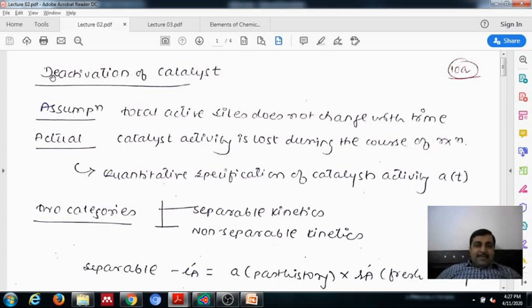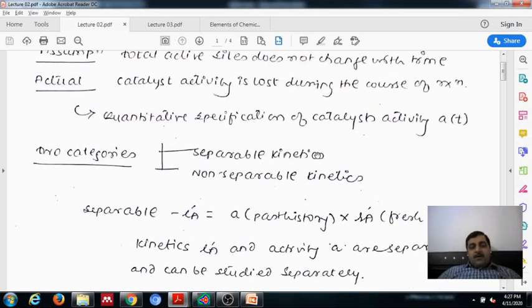But what is the real scenario? Catalyst activity is usually lost during the course of reaction, and we usually quantify this by calling it the activity of the catalyst, which is denoted as A of t. There are two categories when we talk about deactivation. One is separable kinetics, another is non-separable kinetics.